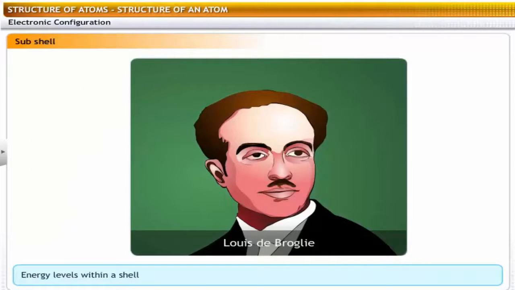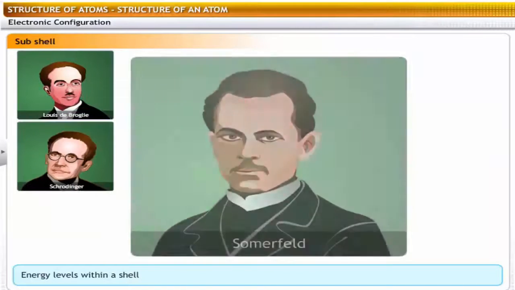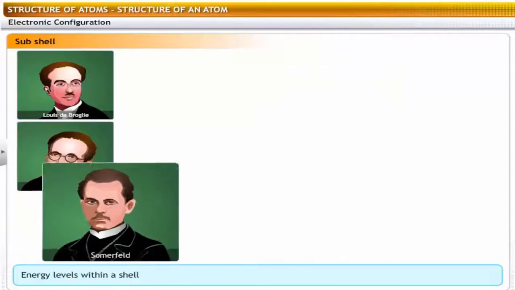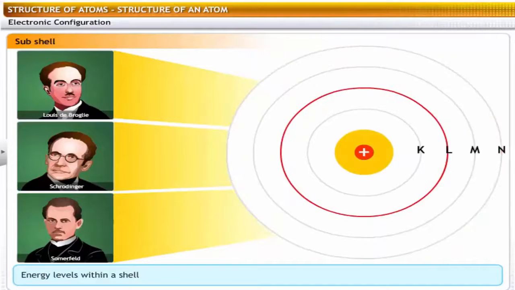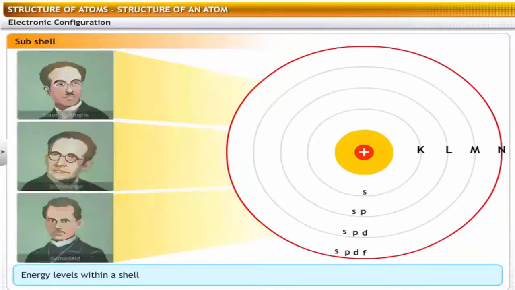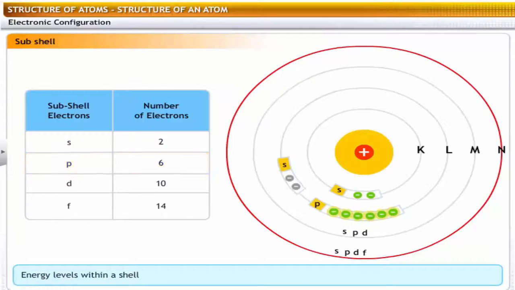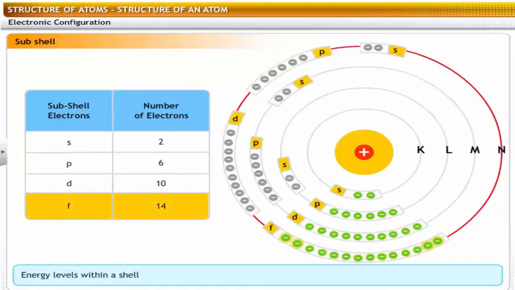After a series of experiments and a detailed study by scientists like Louis de Broglie, Schrödinger, Sommerfeld, etc., it was proved that shells have energy levels within them called subshells. These subshells are S, P, D, and F. Electrons are distributed in these subshells. Every subshell can accommodate a fixed number of electrons. The S subshell can hold a maximum of 2 electrons, a maximum of 6 electrons in the P subshell, 10 electrons in D, and 14 electrons in F.